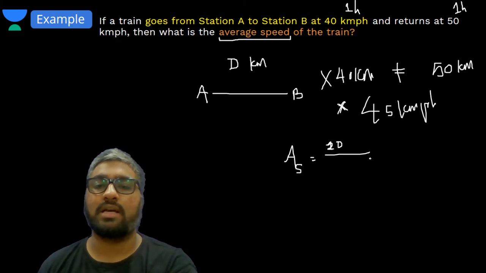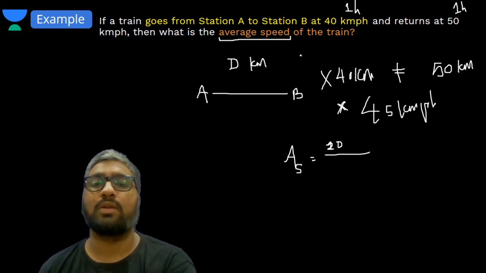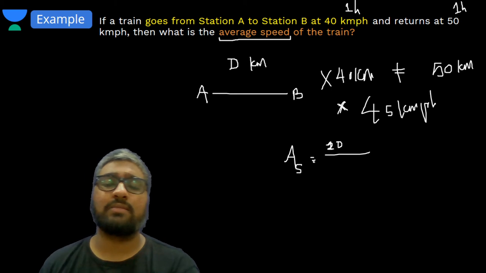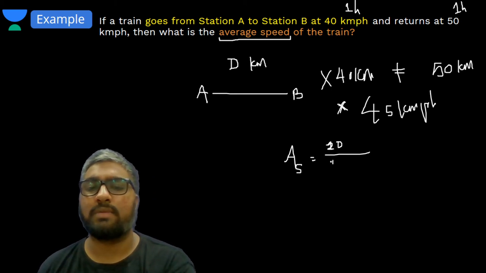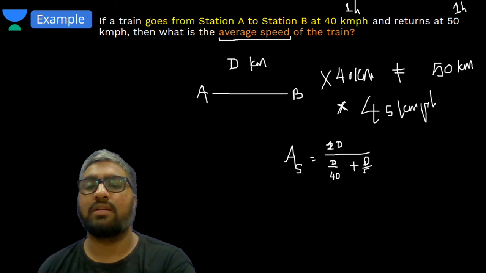Onwards and return, 2 times distance. And what do I know about time? Time is nothing but distance by speed. So this would be what? Distance by speed. In the first case, it was 40 kilometers per hour. In the second case, it was 50 kilometers per hour.